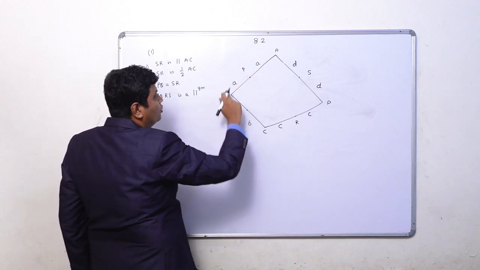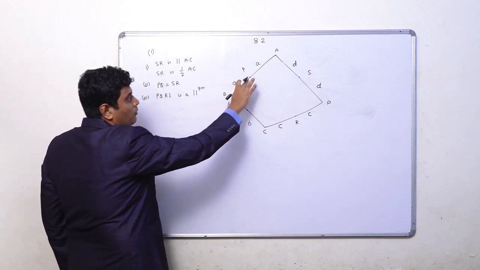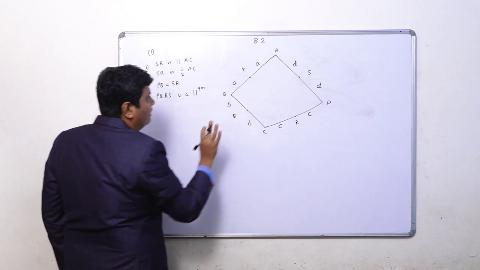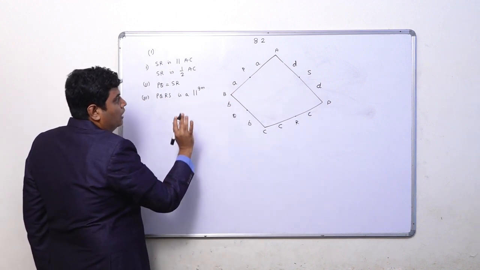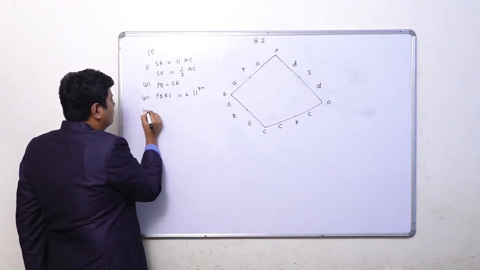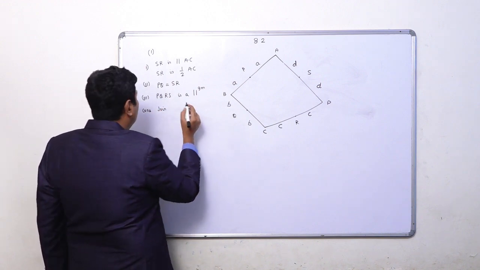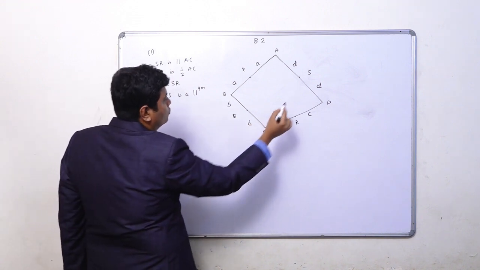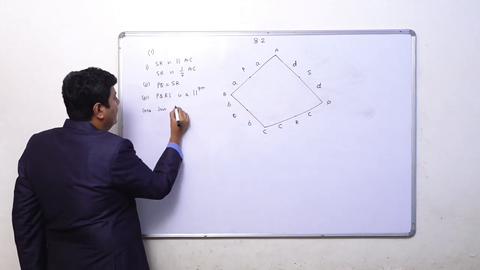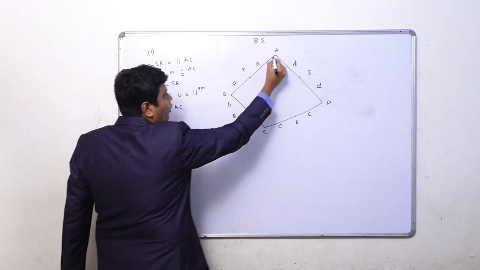Now what is given? P, Q, R, S are given midpoints. So construction: join AC. I have to prove something about SR. So where is SR? This is SR. So I will join AC. So I have joined AC.